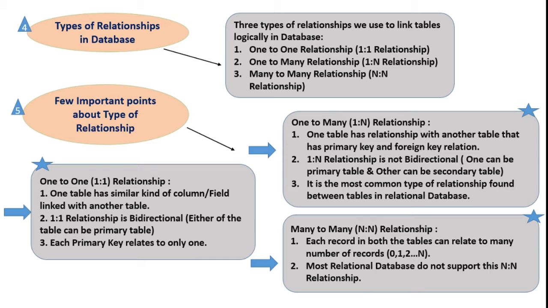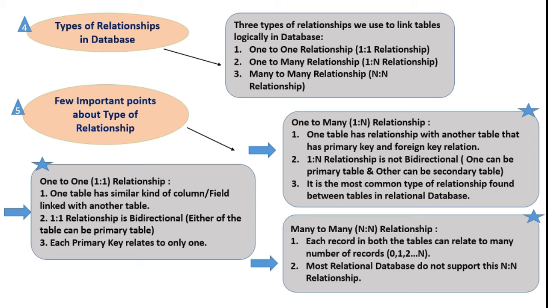Next is the one-to-many relationship. The first point is, one table has a relationship with another table that has primary key and foreign key relations between the two tables. A one-to-many relationship is not bidirectional. One can be the primary table and the other can be the secondary table. We will see this later with examples. It is the most common type of relationship found between tables in a relational database. Most of the firms and enterprises use this one-to-many relationship to design the database and link tables in the database.